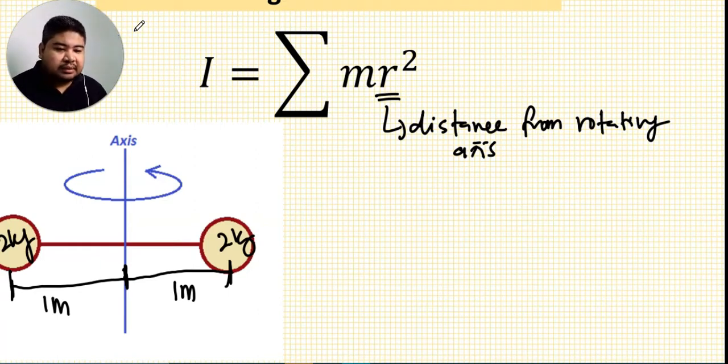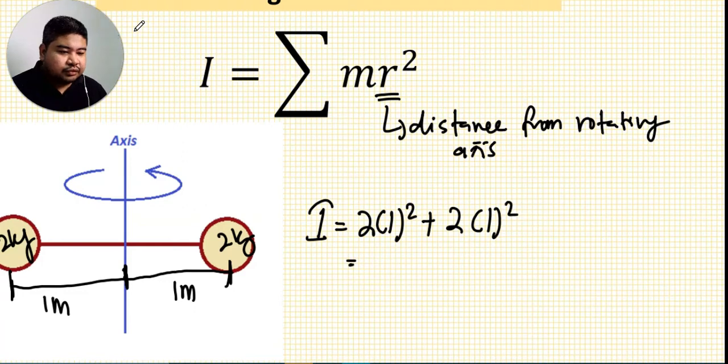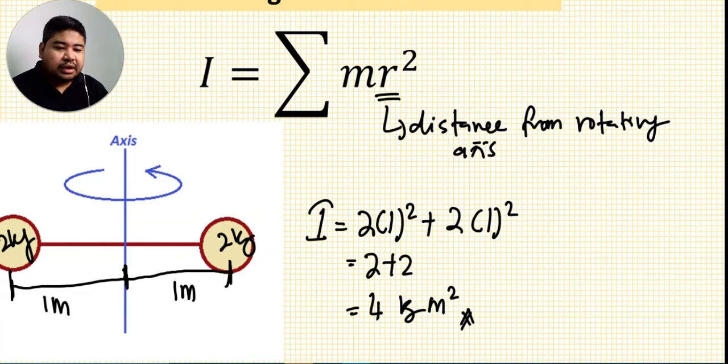The way you calculate the moment of inertia of the system is that you add up the mass times r square, because we have two masses here. So the moment of inertia is mr square for the first mass: the mass is 2 times the distance 1 square. You add that to the second mass, which is also 2 times the distance square. So 2 plus 2, the moment of inertia of this system is 4 kilogram meter square. That is how you calculate the moment of inertia of a system of point masses.